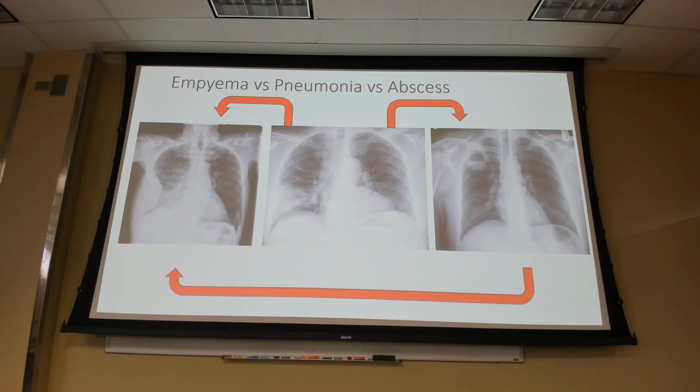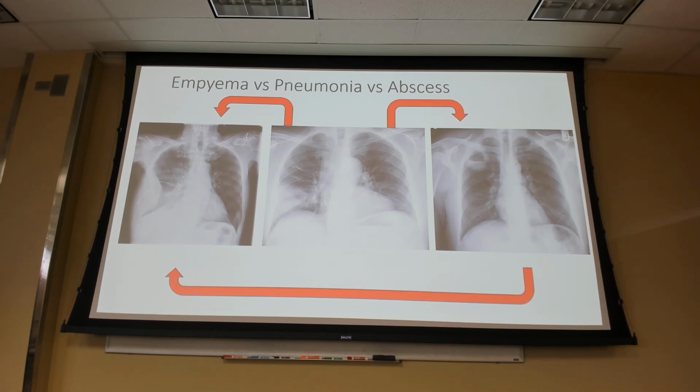All right, here are some pictures of an empyema versus a pneumonia versus an abscess. Did you guys see that air fluid level on the right there? We have that density there, which looks similar to a consolidation or a mass. And then it has that air pocket in it, which is typical of an abscess, versus that middle picture of a pneumonia, where you can see the consolidation in the lung.